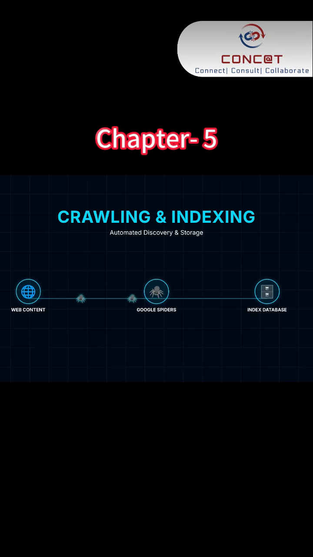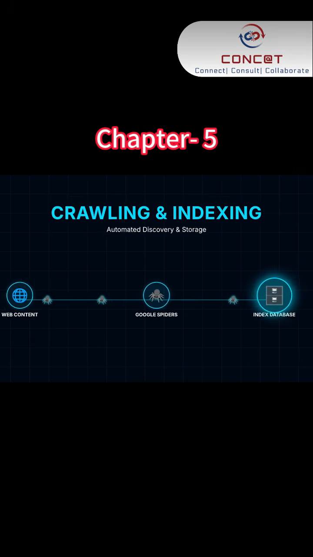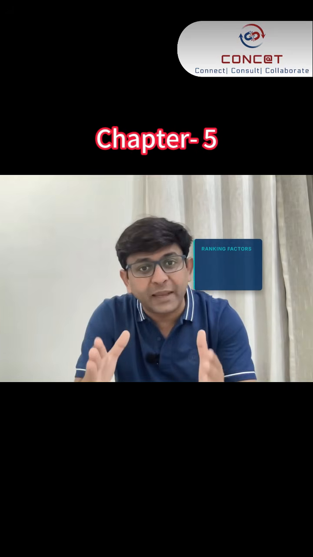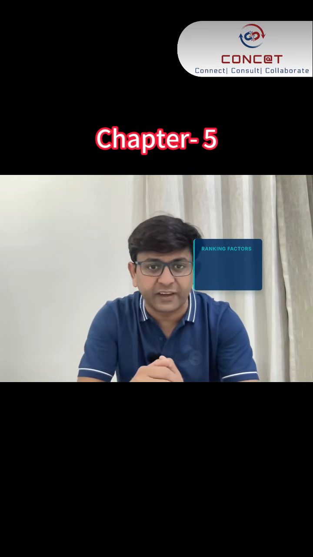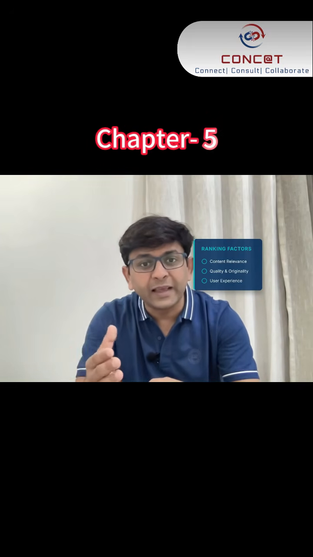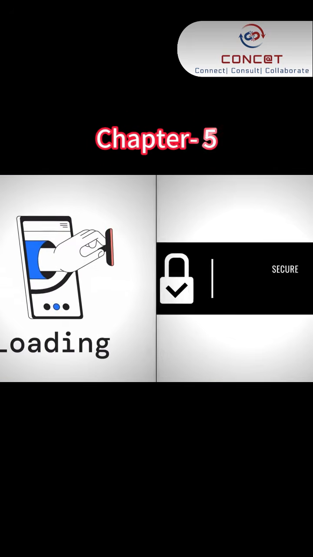The process starts with crawling and indexing. Google uses automated programs called spiders to discover and store content in its massive database. When ranking these pages, Google considers hundreds of factors. Key among them are content relevance, quality, and originality. User experience is also critical.